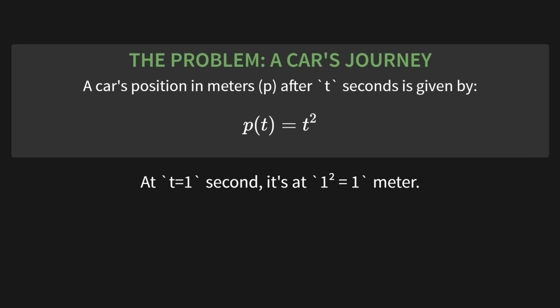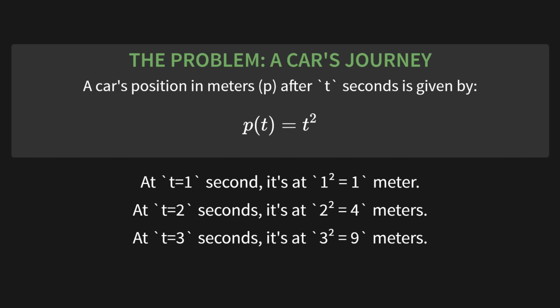Let's talk about a car's journey. A car's position in meters, we'll call it p, after t seconds is given by a really simple function. P of t equals t squared. So at t equals 1 second, it's at 1 squared, which is 1 meter. At t equals 2 seconds, it's at 2 squared. That's 4 meters. And at t equals 3 seconds, it's at 3 squared, 9 meters.